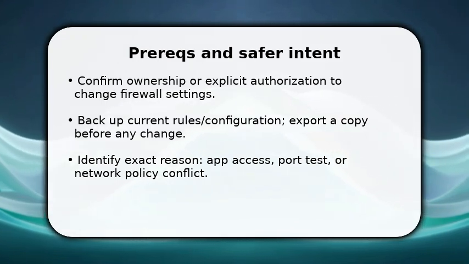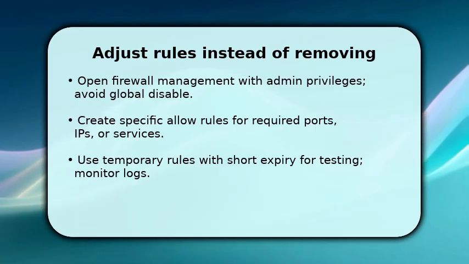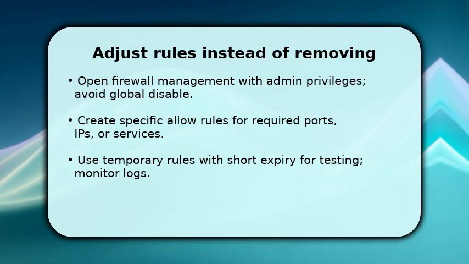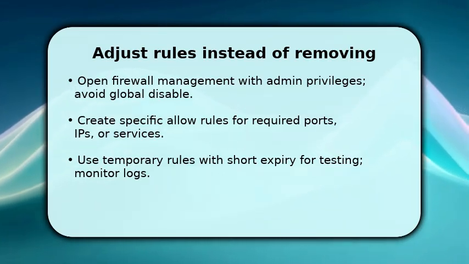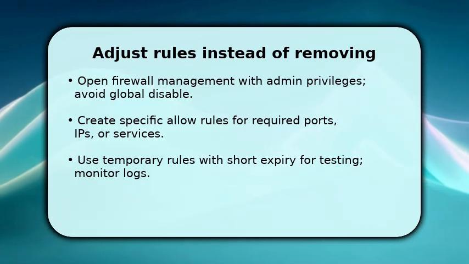Rather than disabling the firewall, open its management console with administrator rights and create focused rules for the ports, IP addresses, or services you need. Once done, apply a restrictive allow rule that limits exposure and logs traffic for review. If you must test, use temporary rules with a clear expiration to limit risk.